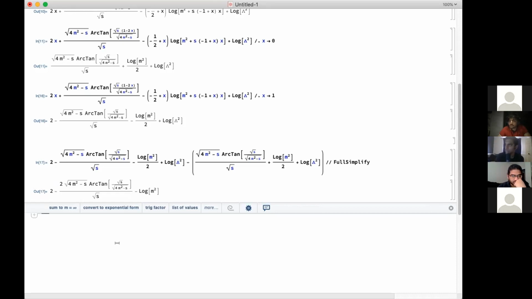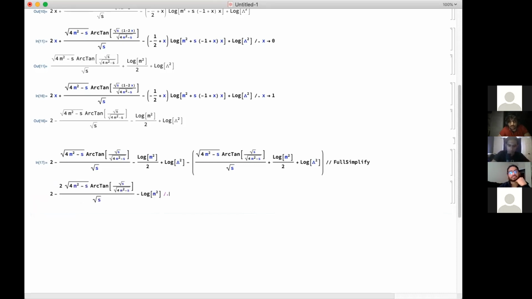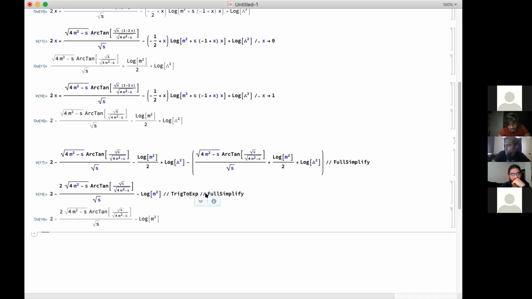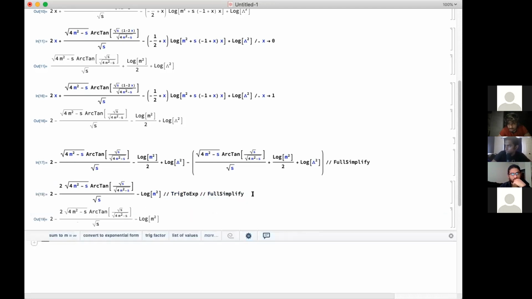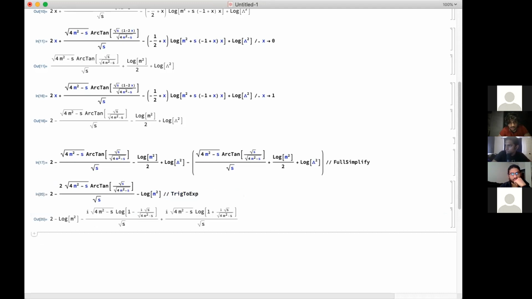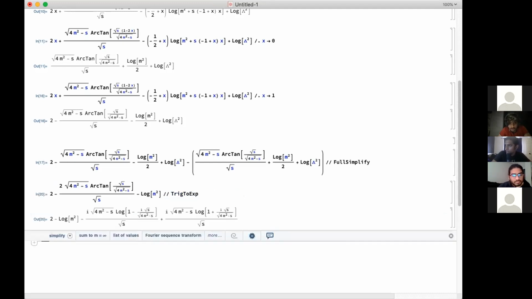Yeah, so as you can see, it's some annoying function of s and m squared, but here's something we can do. We can do trig to x so that we can see it in terms of logarithms, and then we can full simplify it. Oh, full simplify takes it back to this form, so let's just keep it as a log. So yeah, this is basically what you're getting. It's the one loop contribution.